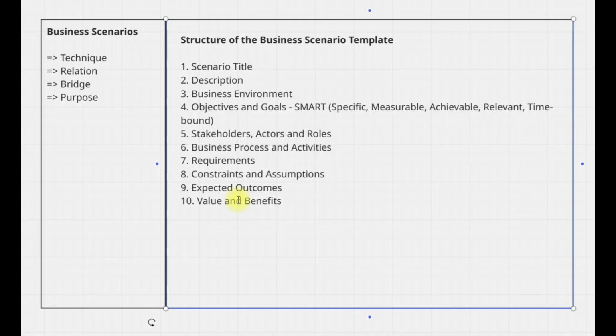So that when these things are taken to the higher management board, they will analyze these values and any risks associated with it, and they will see which project or which problem is more important to be solved and which has to be prioritized. So those kinds of decisions can be taken. So that's about the business scenarios.